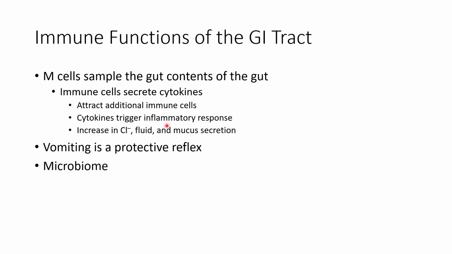The last part is just an overview of the immune functions of the GI tract. I talked about how important that gastric acid is to killing bacteria in the stomach. Additionally, we have cells called M cells that are found all throughout the digestive tract that produce compounds called cytokines. These cytokines are signal molecules that trigger the inflammatory response, which brings immune cells to those regions. So we have M cells that are bringing immune cells into the GI tract to take care of potential infectious agents.